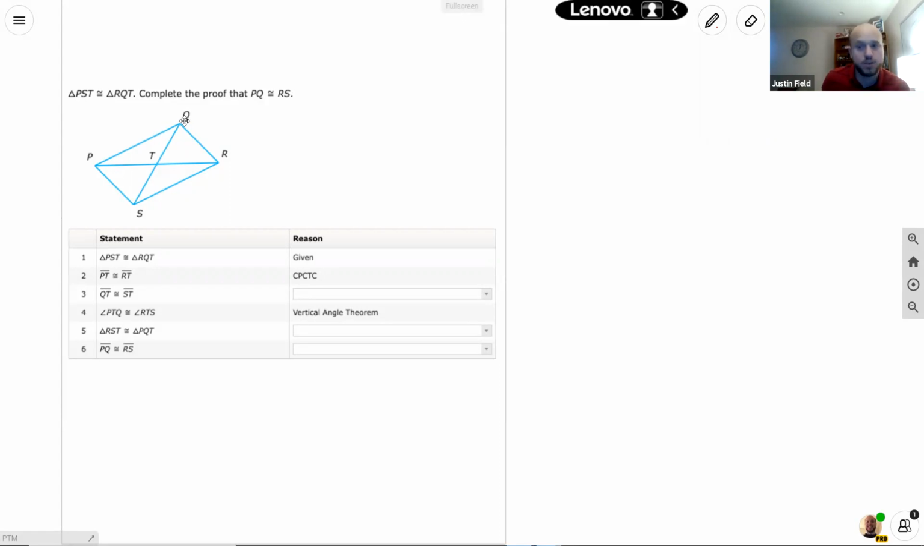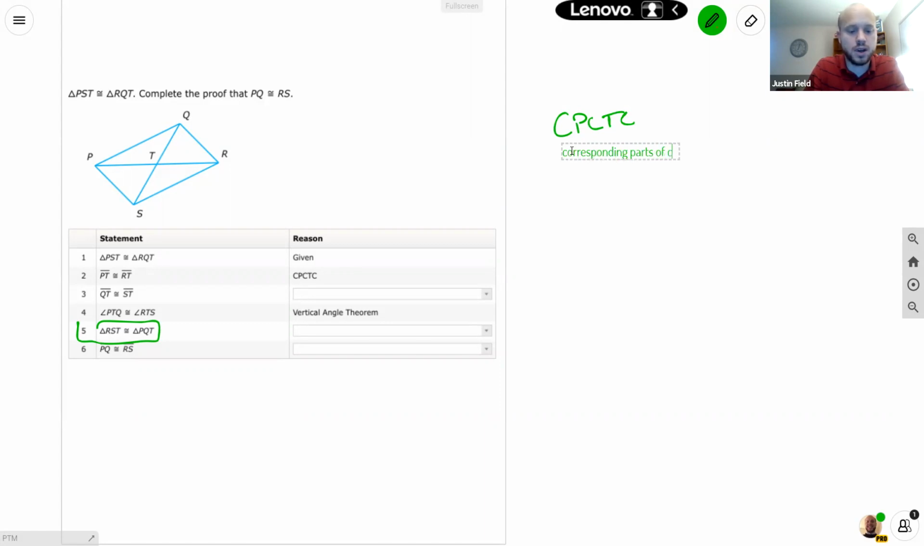But now let's look at this proof. Not as hard, but you can see step 5 is that the triangles are congruent, which is where we've been stopping. But now we are going a step further. And what that step is going to be is CPCTC. And that means corresponding parts of congruent triangles are congruent.